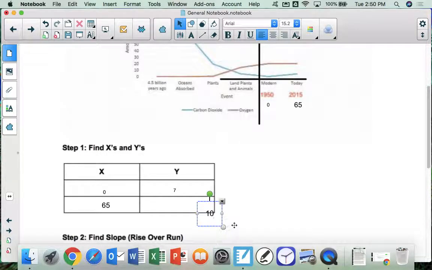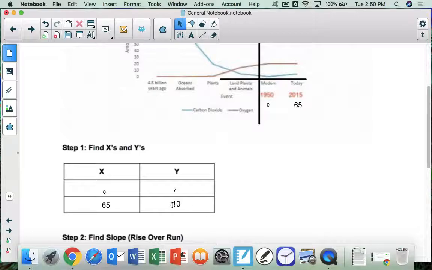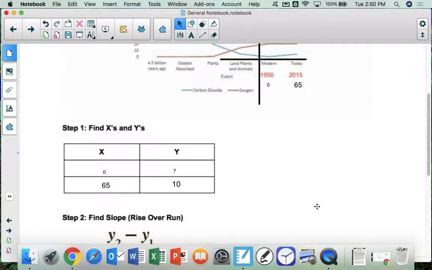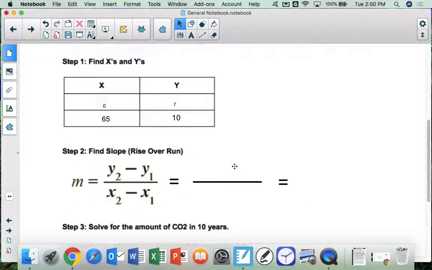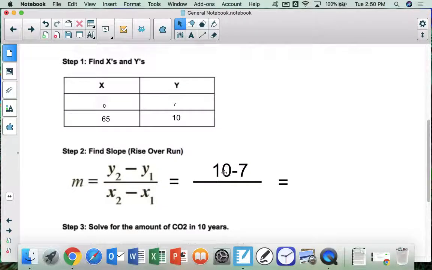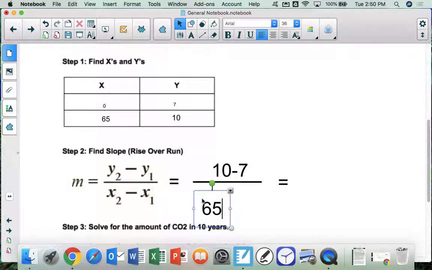Now I'm going to do rise over run, but I'm going to use a formula for that just because my numbers are spread out. This is over a time span of 65 years. So I'm going to use the formula for slope, m equals y2 minus y1 over x2 minus x1, where my y2 is 10 and my y1 is 7, and I'm taking that from the chart above. And then my x2 is 65 and my x1 is 0.